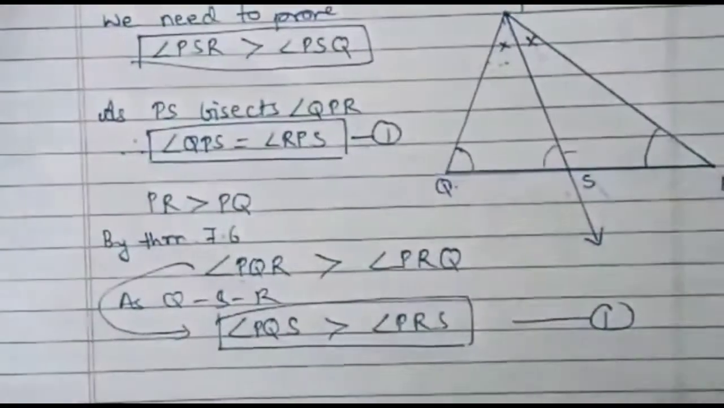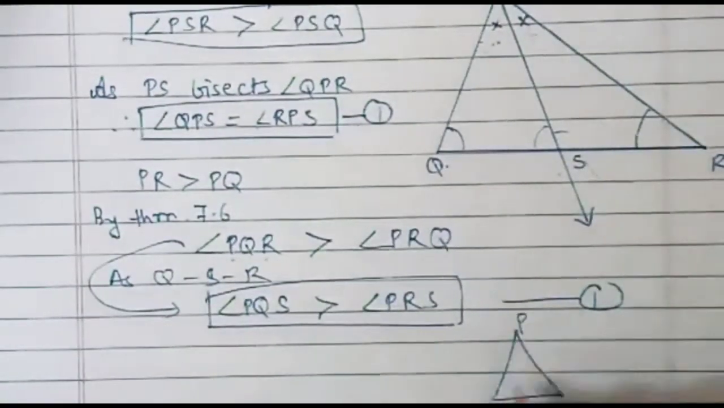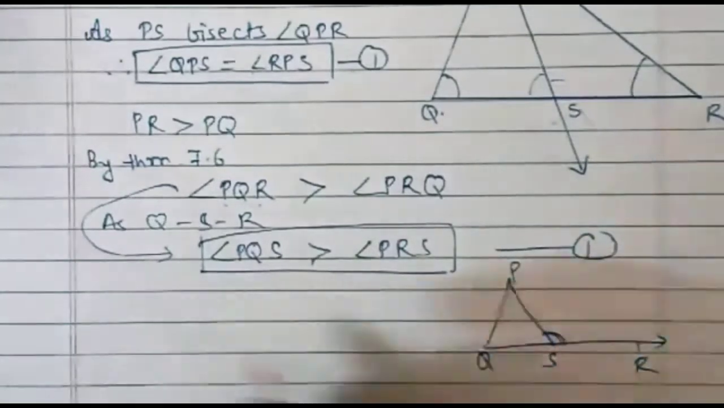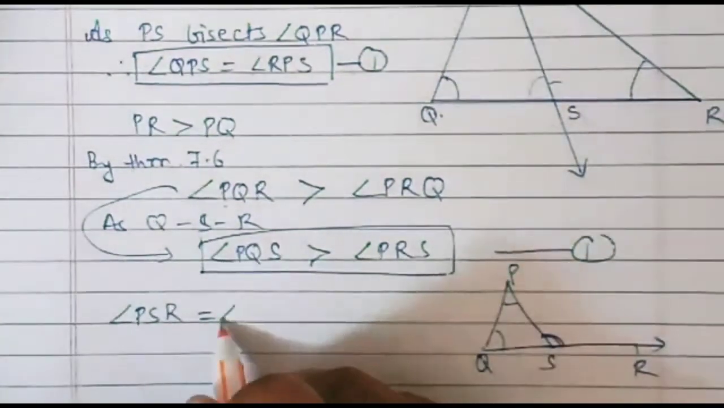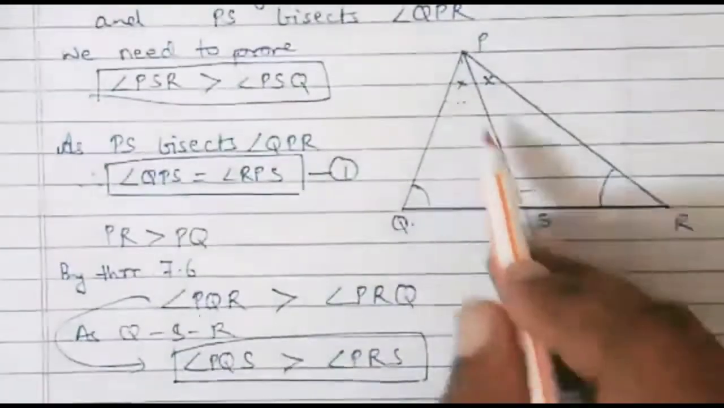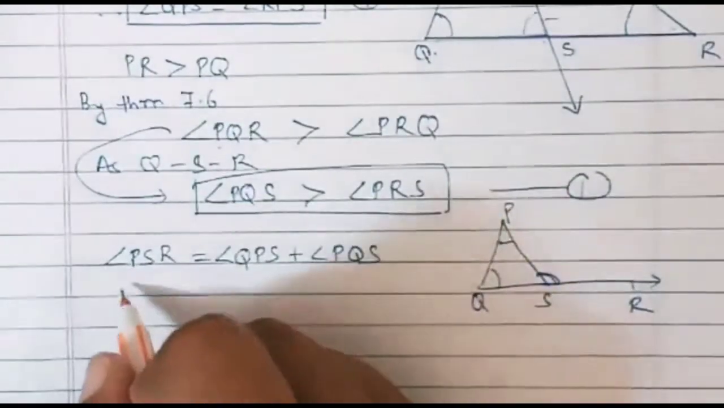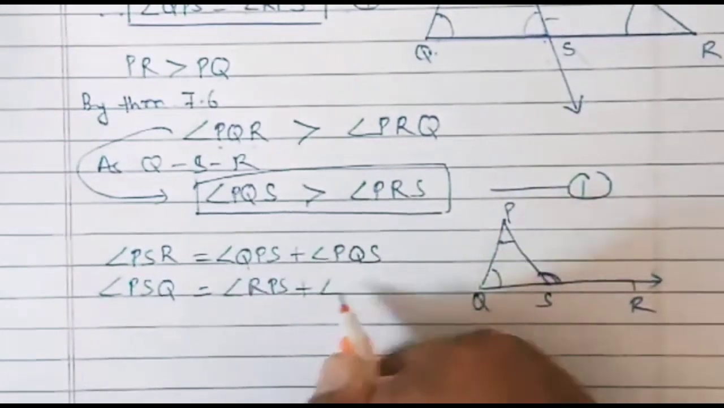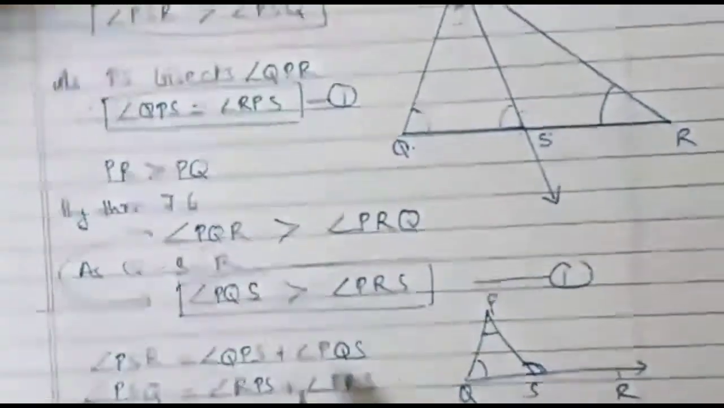Okay, now you can see the two results we have proved. Now if you imagine this triangle PQS, angle PSR is an exterior angle. We have already learned in 9th standard that the measure of an exterior angle is equal to the sum of its interior opposite angles. So angle PSR is equal to angle QPS plus angle PQS. Similarly, for the second triangle PSR, PSQ will be considered the exterior angle, and so I will write angle PSQ is equal to angle RPS plus angle PRS. So this way we will be getting two important results.